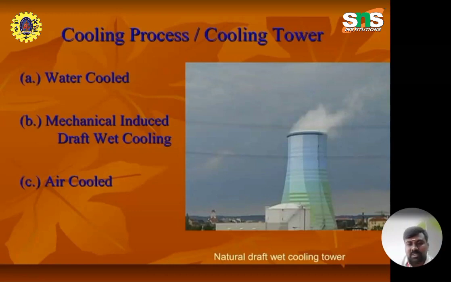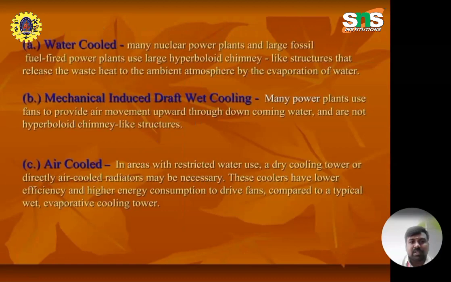The cooling towers are classified into 3 types. One is the water cooled cooling tower, the second is mechanical induced draft wet cooling, and the third one is air cooled. Water cooled means many nuclear power plants and large fossil fuel fired power plants use large hyperboloid chimney-like structures that release the waste heat to the ambient atmosphere by the evaporation of water. The second one is mechanical induced draft wet cooling. Many power plants use fans to provide air movement upward through the downcoming water and do not use hyperboloid chimney-like structures.